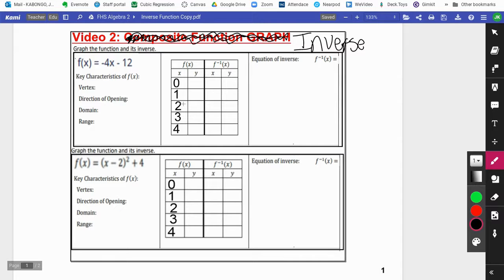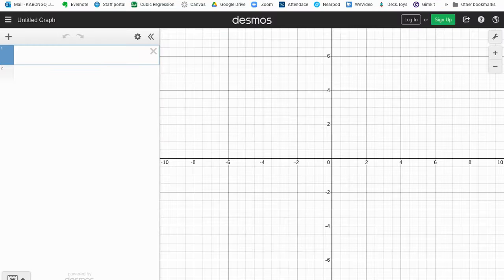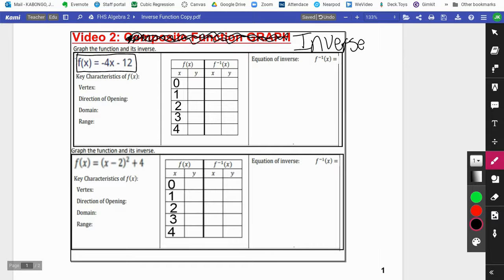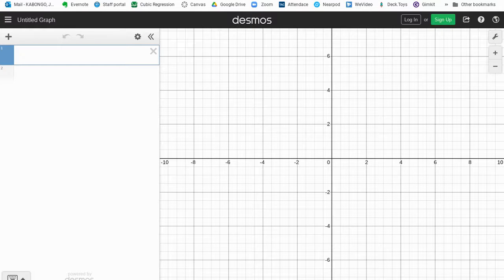All right, boom, magic. So I gave you this function right here. With this function, what you're going to do is we need a table. So you need to go to your Desmos. Here's my Desmos. So I hope you are out there as well. Desmos calculator, that's it. We're going to put that function in. I believe it's negative 4x minus 12. So we're going to put y equals negative 4x minus 12.